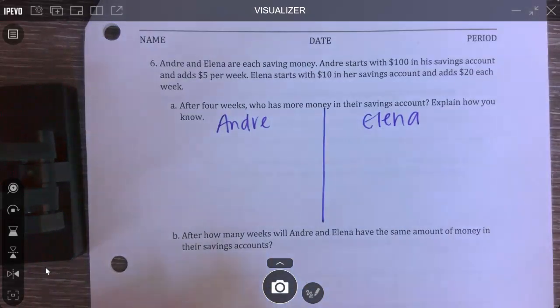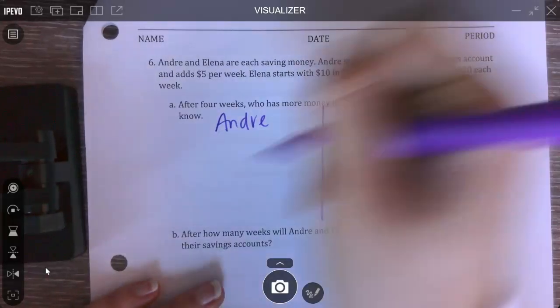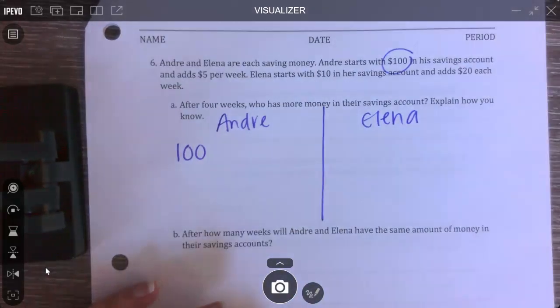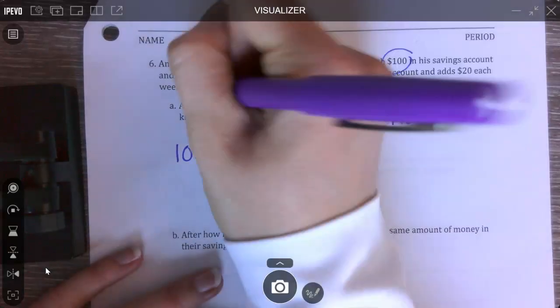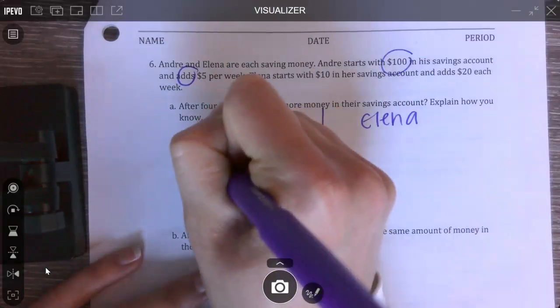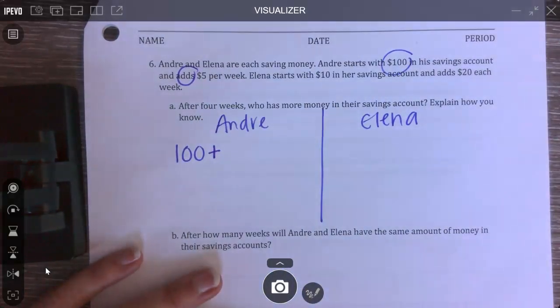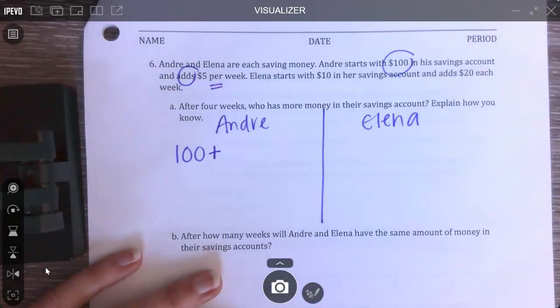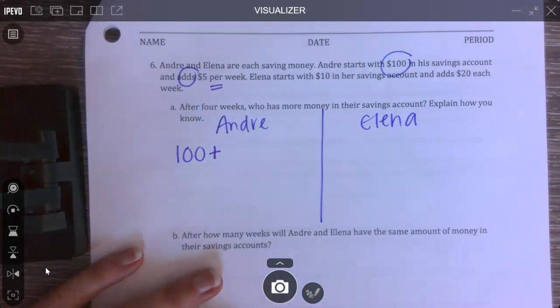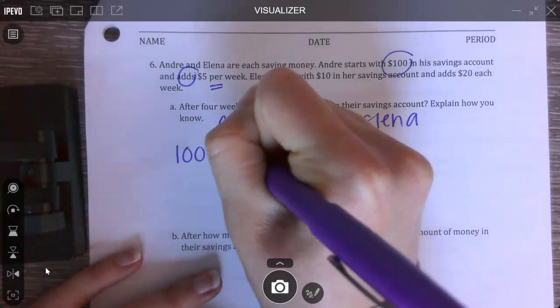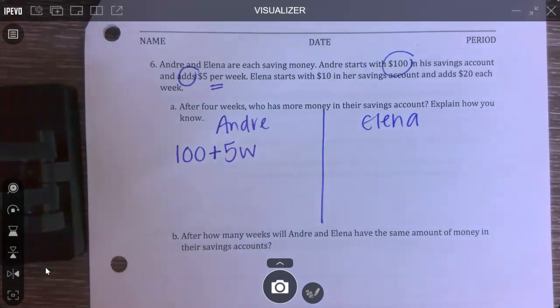Andre's rule: he starts with 100. So I'm going to start with 100. Then I'm adding $5 per week. What does per mean? Per means multiplication. 5W. That is his expression. I don't know how much is in his bank account, so I'm not going to put an equal sign. I'm not going to set it equal to anything.